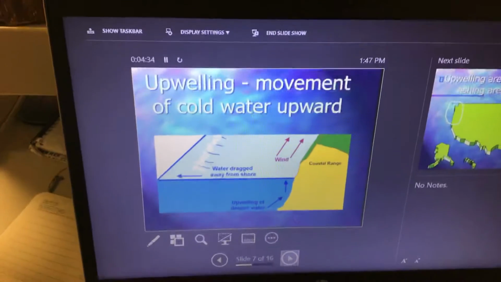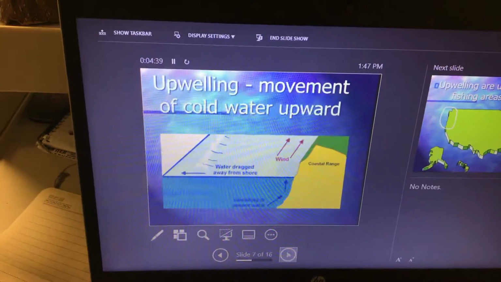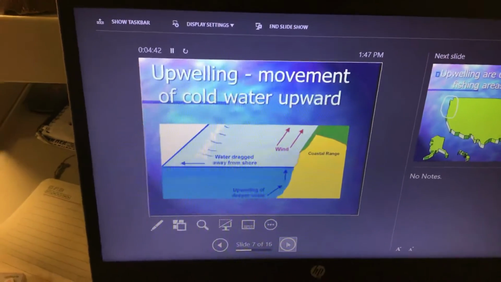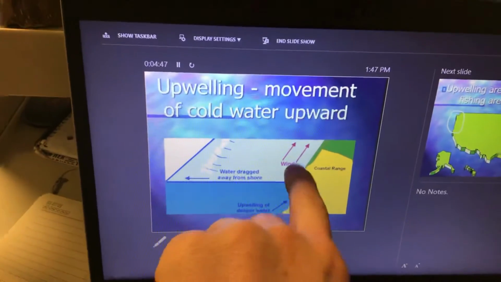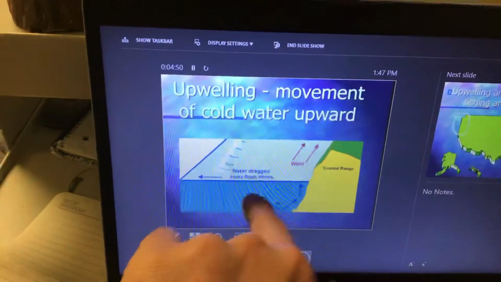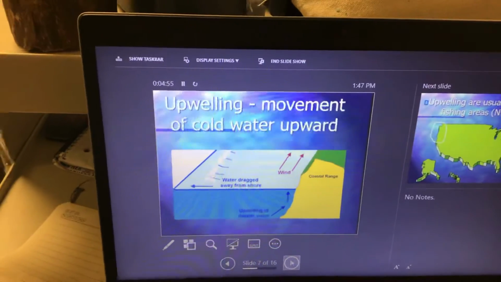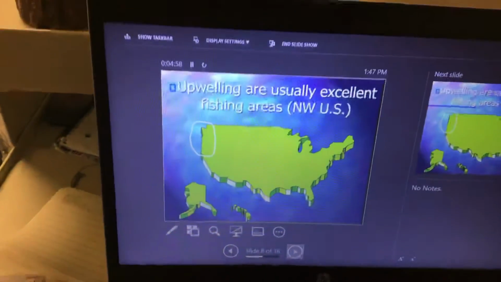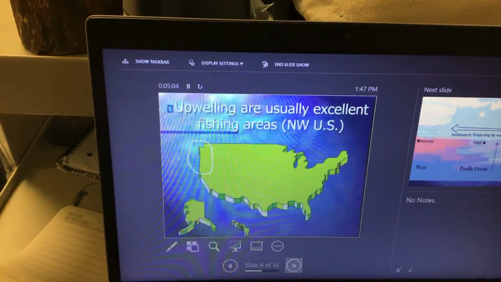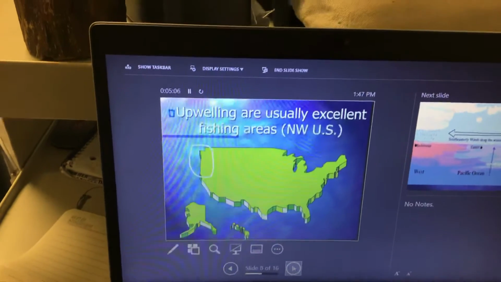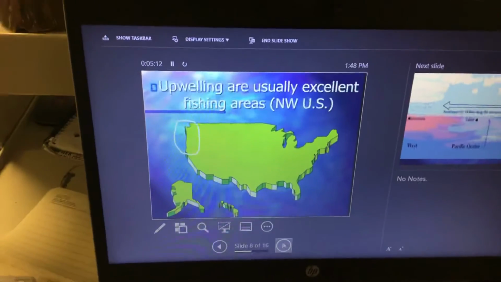There's another term here, upwelling, movement of cold water upward. What happens is you get a wind. If this is the coast area here, you get a wind that pushes off the top layer of water. It moves it, and then you have cold water following the coast up to the surface. Movement of cold water upward. Upwellings are usually excellent fishing areas because when the water moves upward, it brings fish with it. Fish don't realize that they're in the current, and they get carried to the surface where you can catch them.